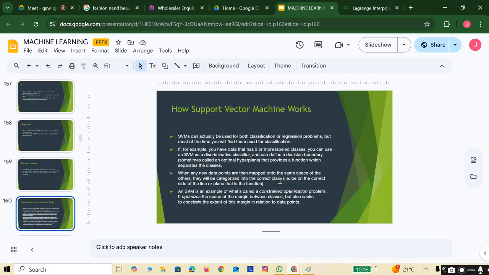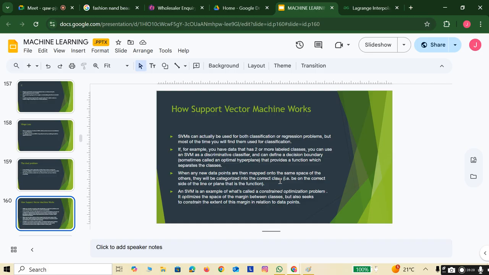So when any new data points are then mapped onto the same space of the others, they will be categorized into the correct class or be on the correct side of the line or plane that is the function. A support vector machine is an example of what's called a constrained optimization problem. It optimizes the space of the margin between classes.